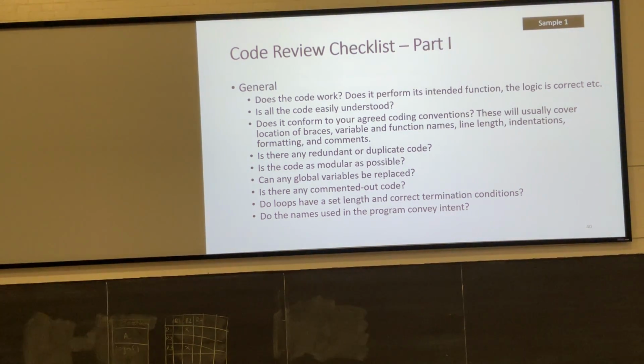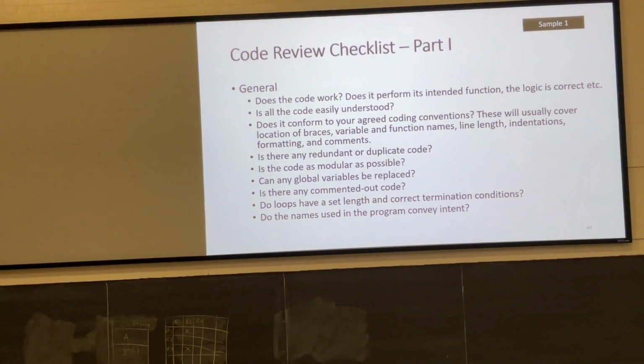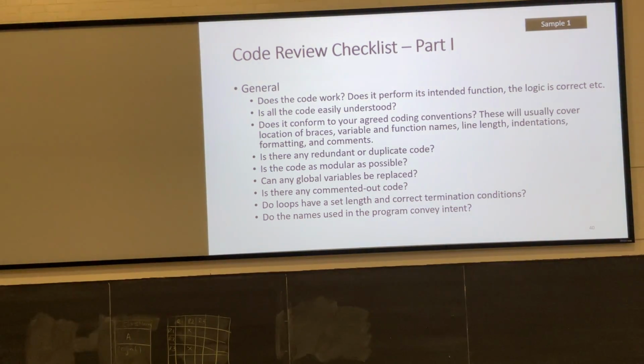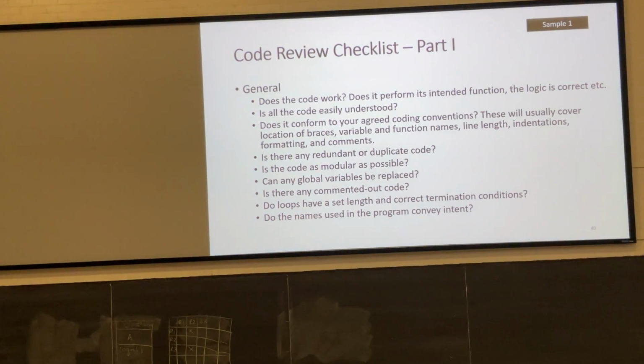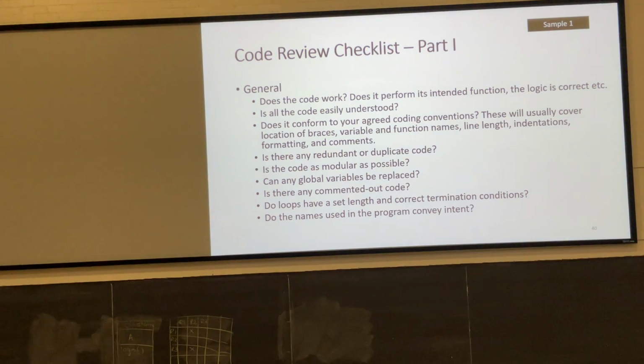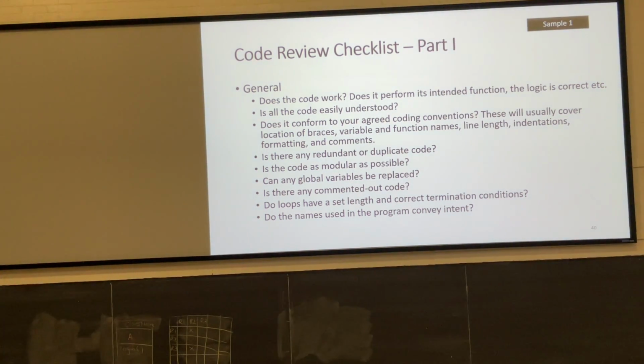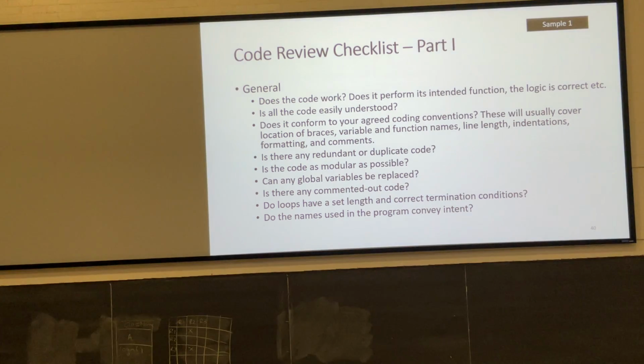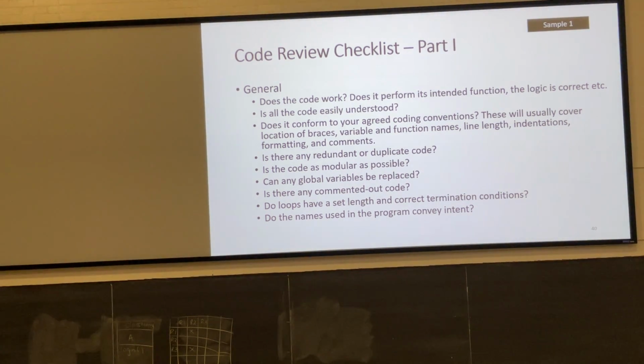So the checklist, the famous checklist. So there are many checklists. This is sample 1, which has different sections. Oh, sorry. You're going to have a general section. For example, you are going to have questions like, is there any redundant or duplicate code? Or can you replace any of these global variables? Do you have huge pieces of commented out code that you can remove? Do you have unnecessary documentation, right? Like lots of comments which people have already addressed that need to be removed. Is the indentation correct? Or things like that.